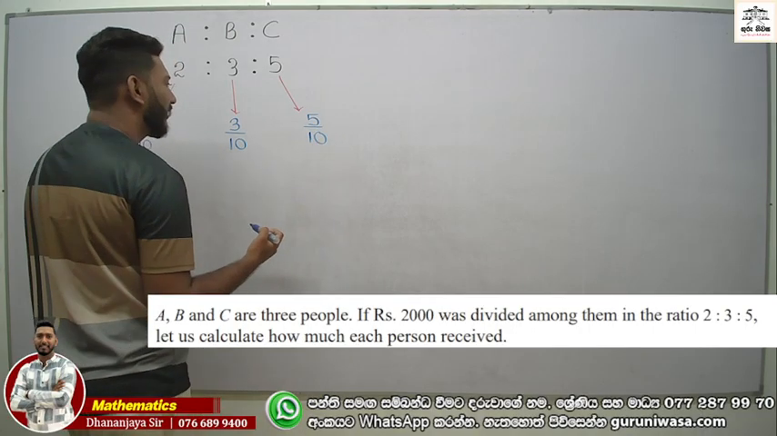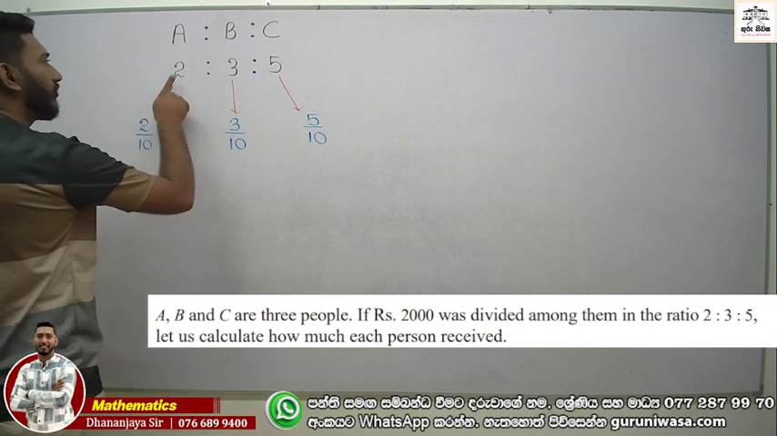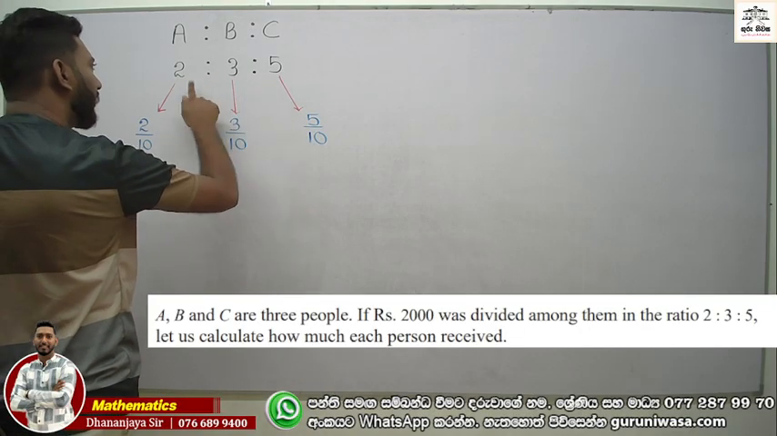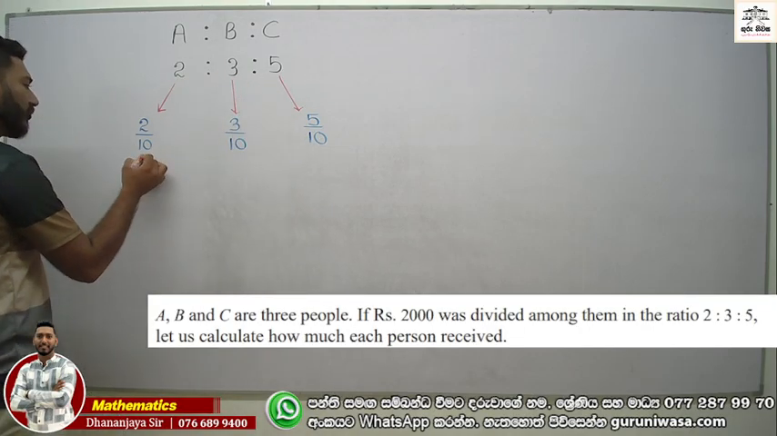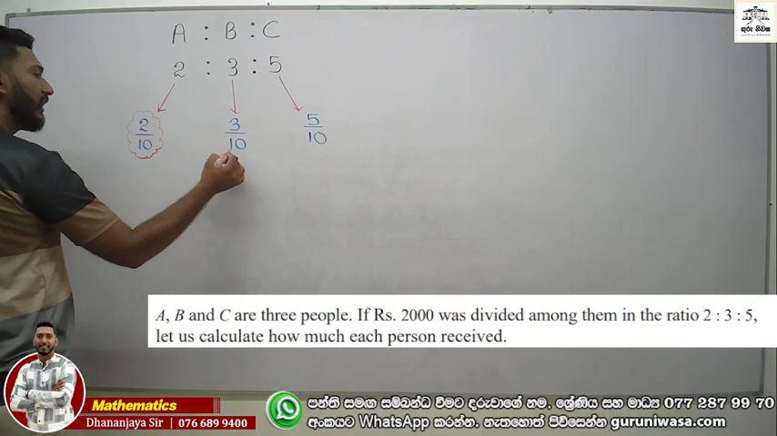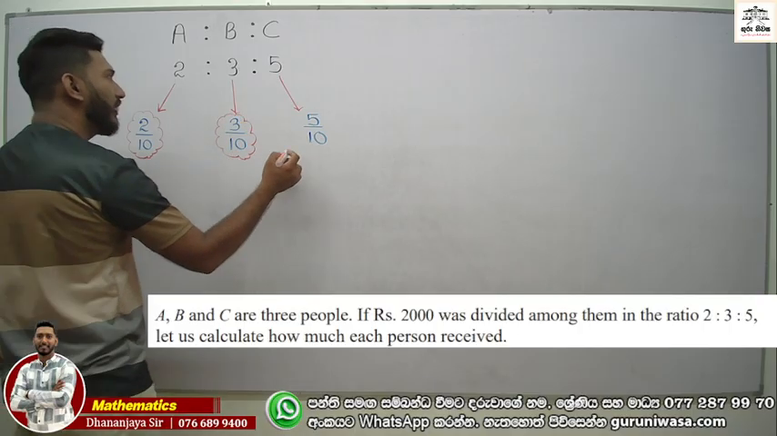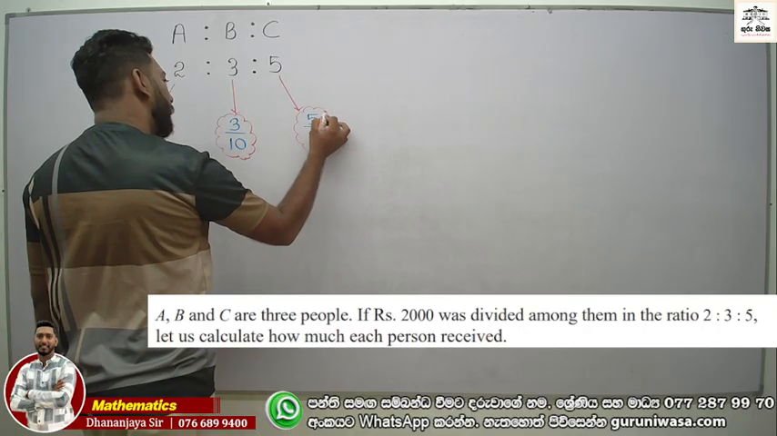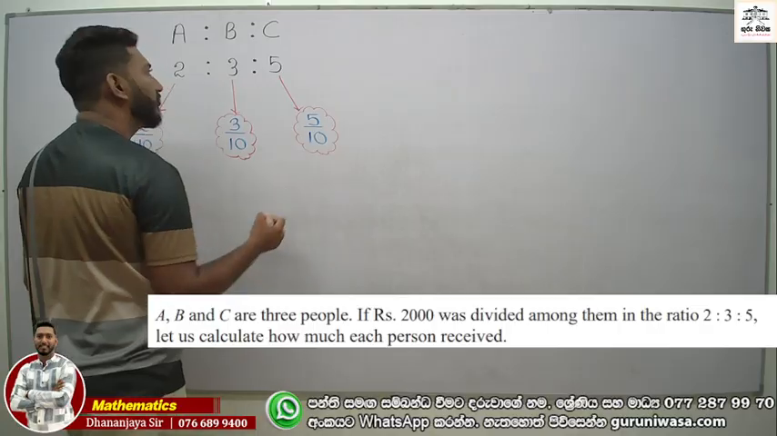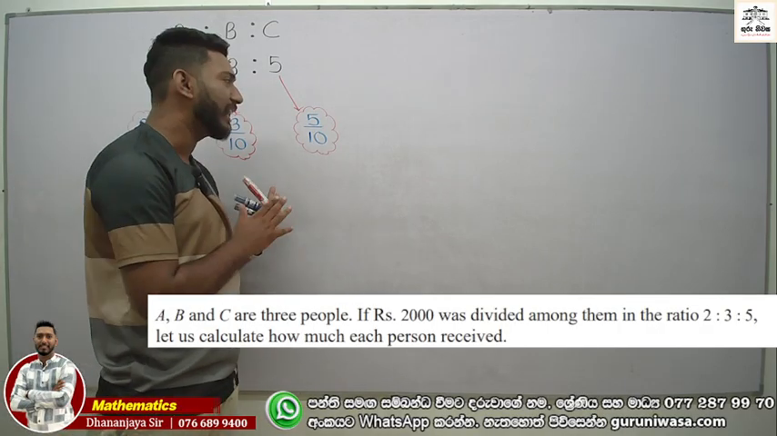Now listen. And now you know how to write it as a fraction, because 2 plus 3 plus 5 is 10. Therefore, 2 out of 10 was received by A, 3 out of 10 was received by B, and 5 out of 10 was received by C. You can simplify, but I have not simplified in this case.